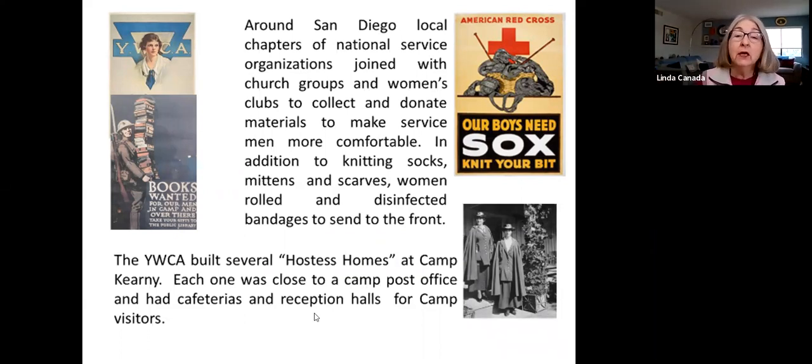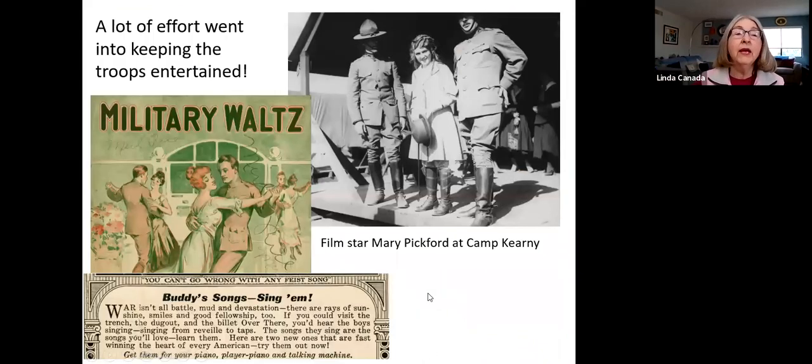Let's see if I can get to the next slide here. There we go. They had entertainment activities. And so they had films that were available. They had live theater as well. They had opera. They had orchestral works. They had movie stars visit. The woman in the center here is a woman named Mary Pickford, who was very popular at the time.